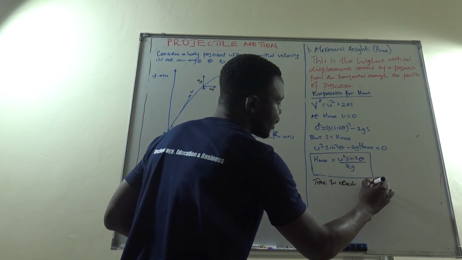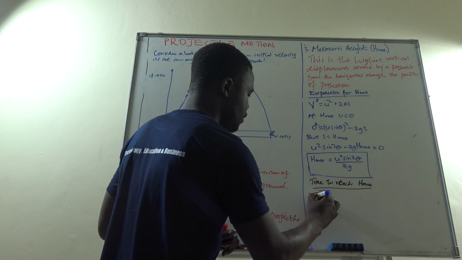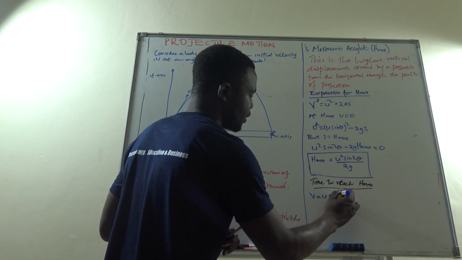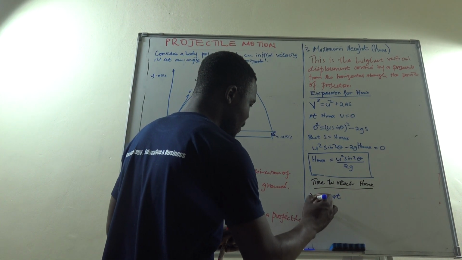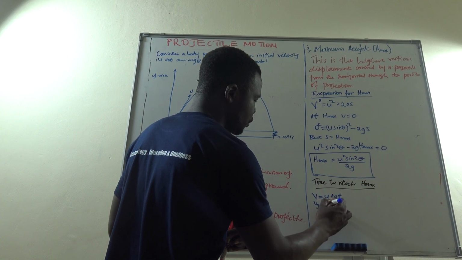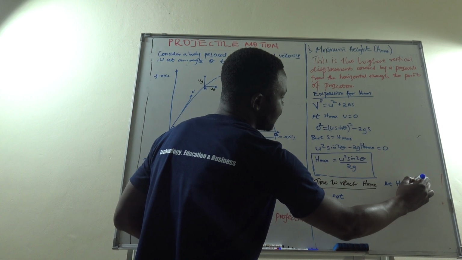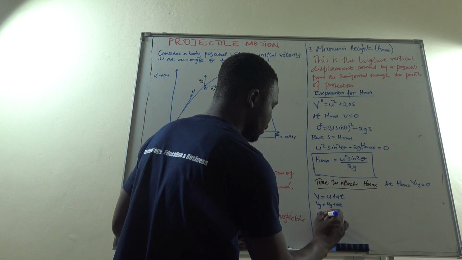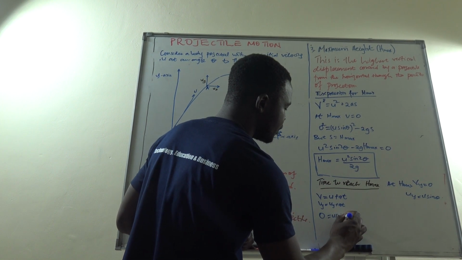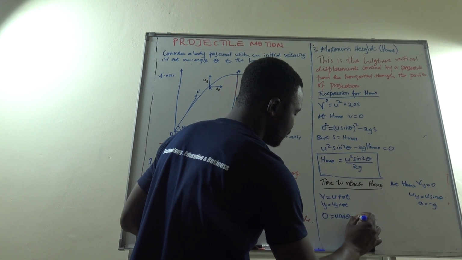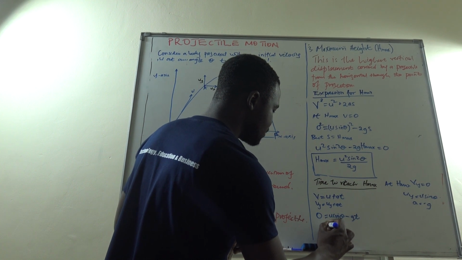Now, let's see, how do we get the time to reach maximum height? We know that v is equal to u plus at. But here we are in the vertical direction, so vy is equal to uy plus at. At maximum height, v is zero, therefore zero is equal to uy, which is u sine theta, plus our acceleration, which is negative g, so minus gt.